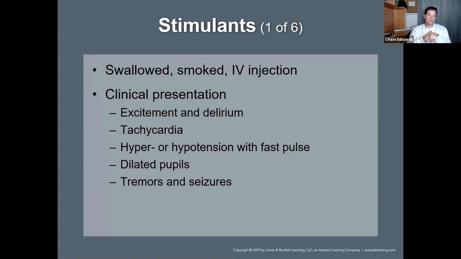Some of the clinical presentation, as you can see here on the slide, is going to be excitement, delirium, excited delirium, tachycardia, hyper or hypotension with a fast pulse, and dilated pupils. So stimulants, dilated pupils. Makes sense, right? As toxic levels are reached, the patient may experience psychosis, hyperpyrexia, which would be like heat, burning up, tremor, seizures, and cardiac arrest can occur.